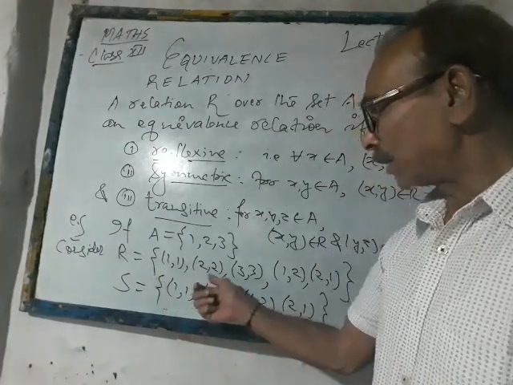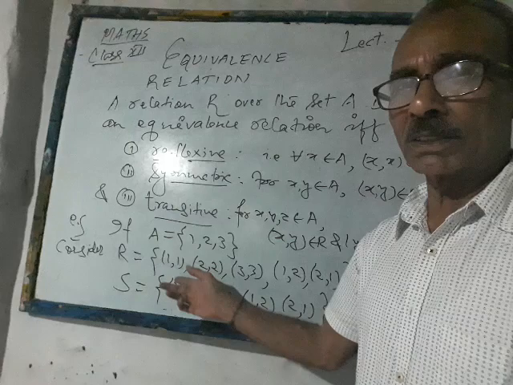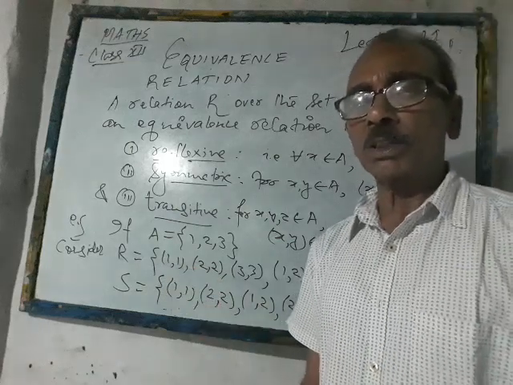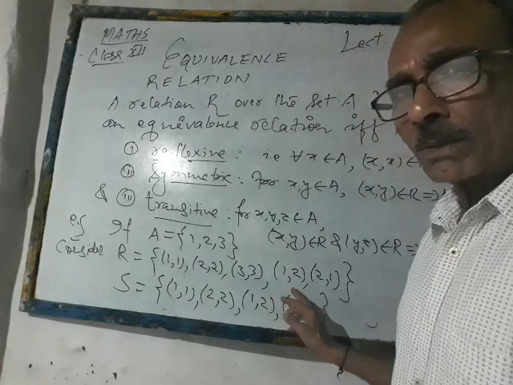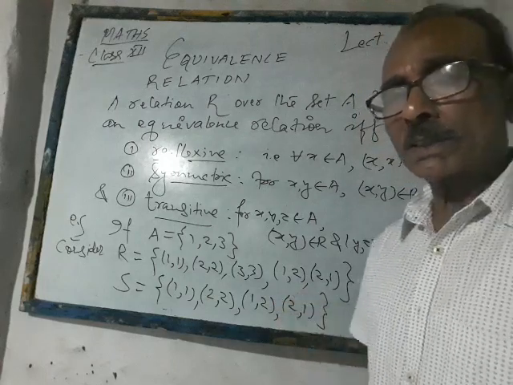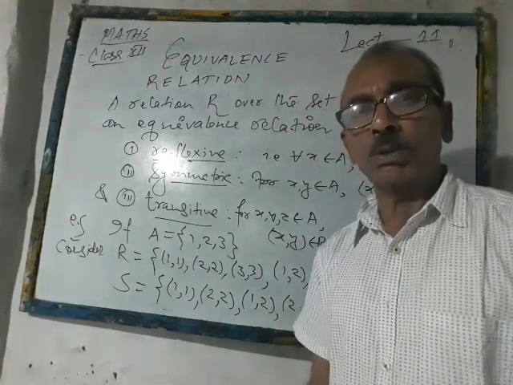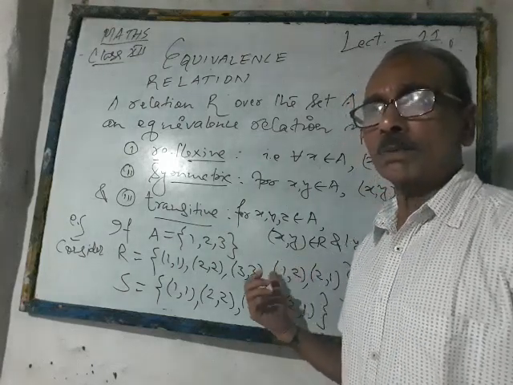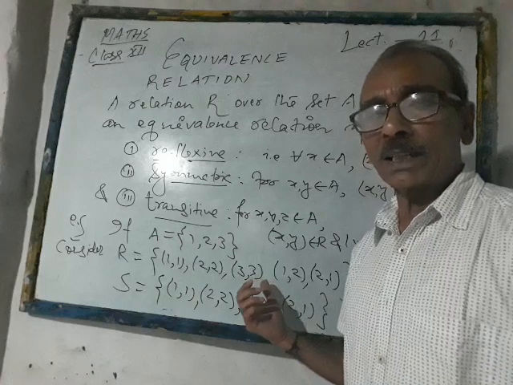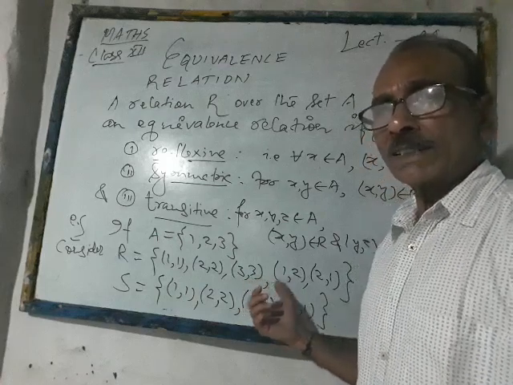There is no need to argue about (1,1), (2,2), (3,3) because their symmetric pairs are themselves. So we are concerned about (1,2) as well as (2,1). The symmetric pair of (1,2) is (2,1), which is lying there. And the symmetric pair of (2,1) is (1,2), which is also present in the given relation R. So this is symmetric also.